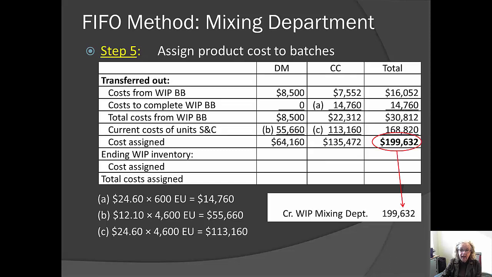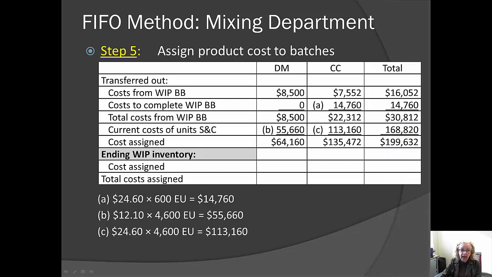Now we can write our journal entry. We'll credit work in process in the mixing department for $199,632, and we will debit, increase the work in process in the next department, the packaging department.